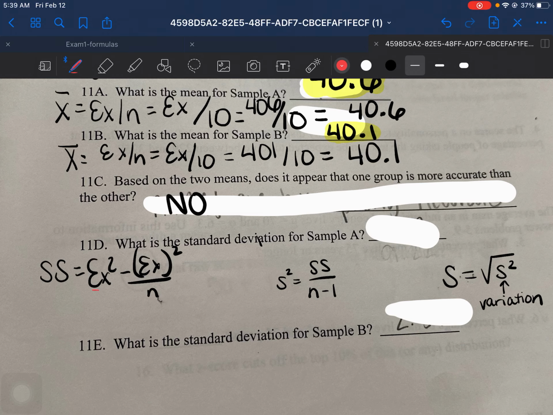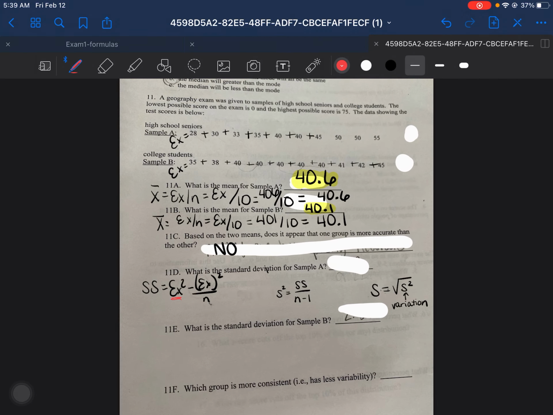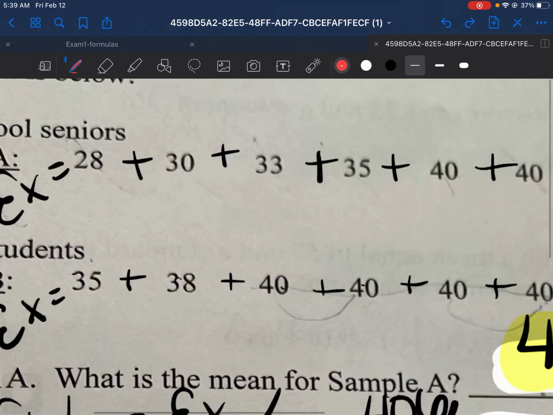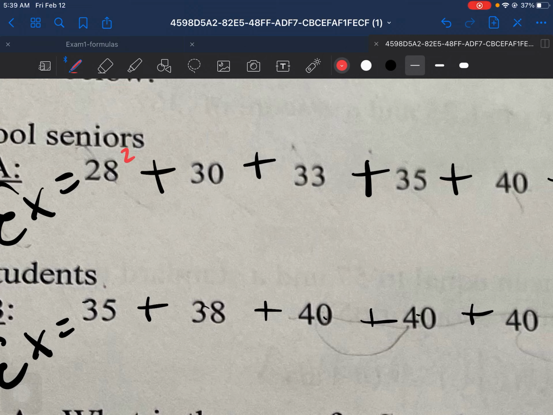Alrighty, so the first thing we have to do for this one is find x squared for each value, and we're using sample A. So I'm going to do my calculator here. 28 squared is 784. 30 squared is 900.